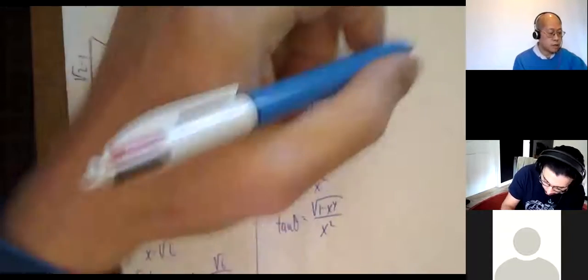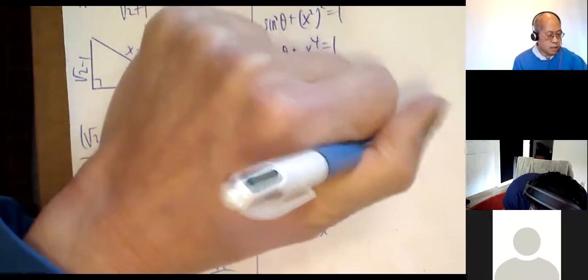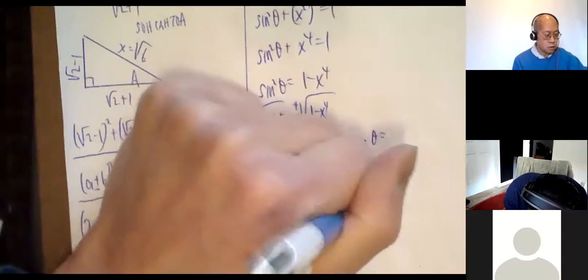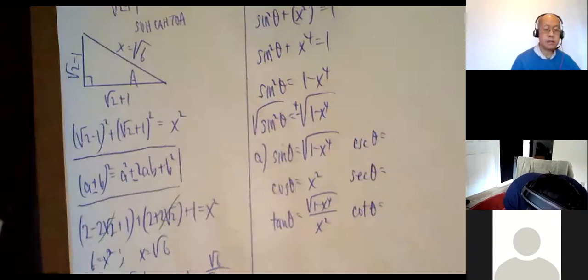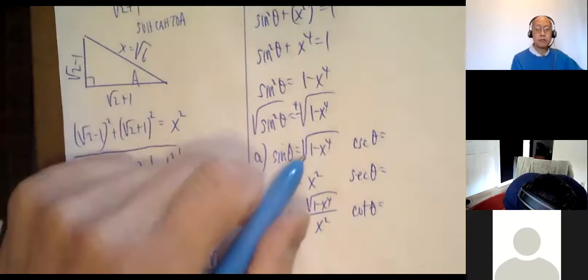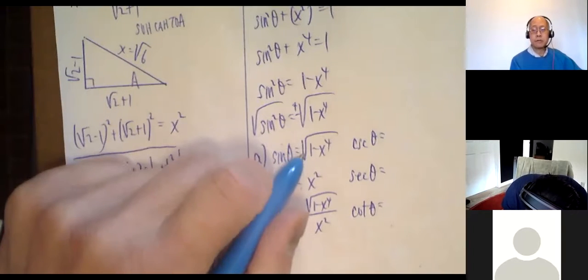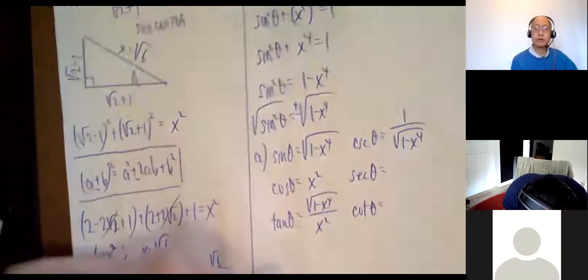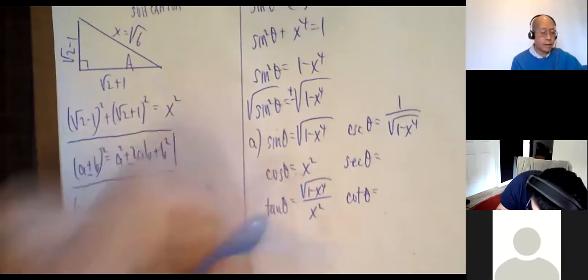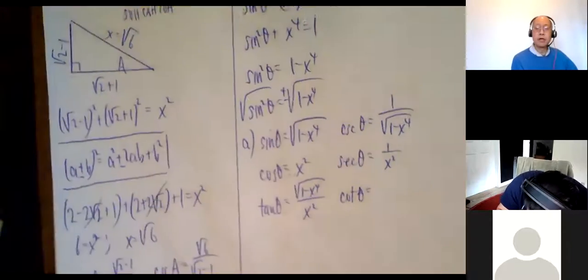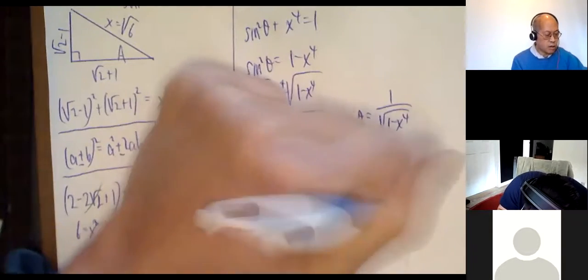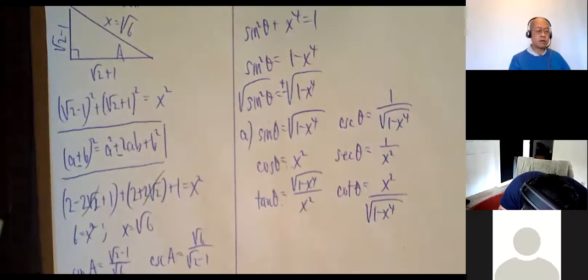And reciprocals, right? So cosecant theta, secant theta, cotangent theta. Reciprocal, reciprocal, reciprocal. So the reciprocal of this is 1 over that, right? 1 over radical 1 minus x to the 4th. Reciprocal of that is 1 over x squared. Again, don't bother rationalizing the denominators. And reciprocal of that is x squared over radical 1 minus x to the 4th.